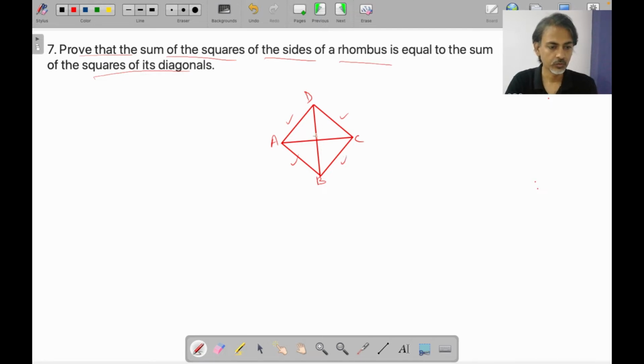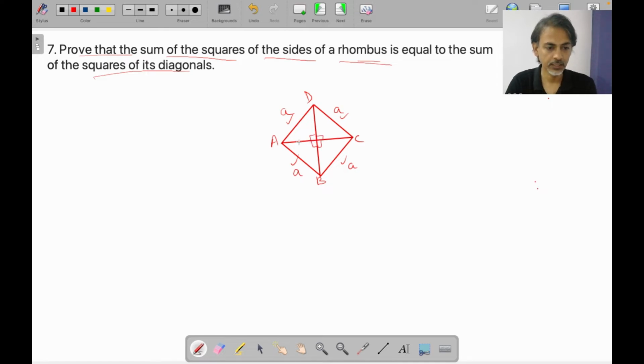If we know the properties of a rhombus, first, the sides will be of equal length. So let's say if this side is of length a, this will also be of length a, this will be of length a, and this will be of length a. Second property is that the diagonals of the rhombus intersect at 90 degrees. So all these angles will be 90 degrees as well.